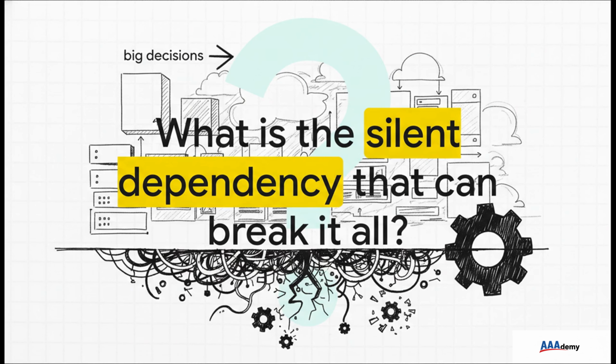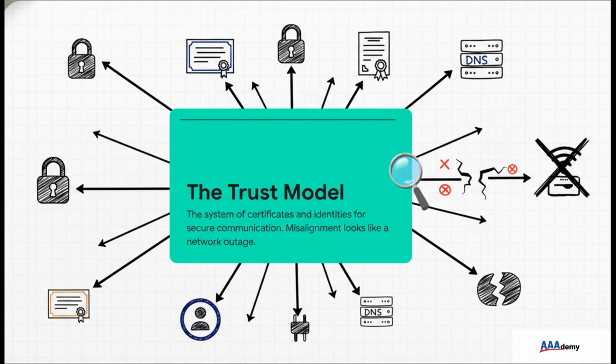Okay. So you've made your big decisions, you're feeling good. But hang on, there's one more thing you have to consider. It's this sort of silent dependency that, if you get it wrong, can literally bring your entire network crashing down. We're talking about the trust model. This is the absolute bedrock of certificates and DNS that lets all your network components talk to each other securely.